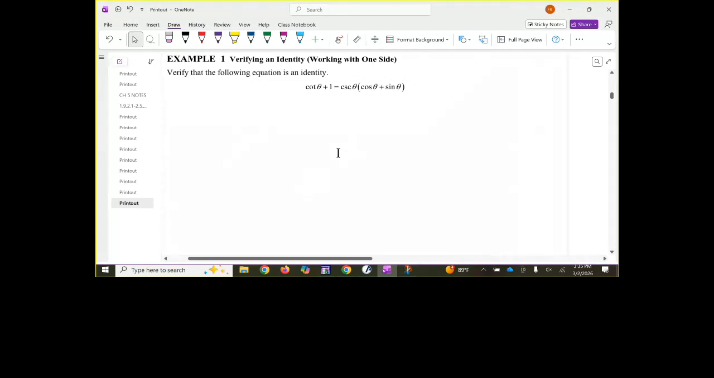All right, so y'all, what I'm going to do here, we're going to verify our identity. And it says working with one side. Okay, y'all, they're telling me that we should work with the more complicated side, okay? So when I'm doing something like this, I'm going to decide on my own which side I want to work with. I'm going to say that this is the one that's more complicated just because it has more pieces, okay?